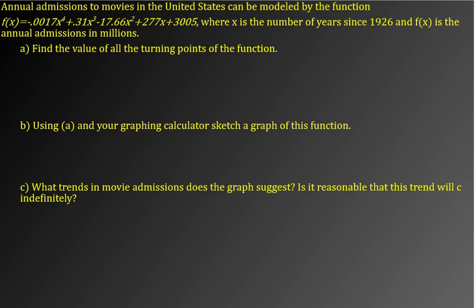All right. So this last thing, I just want to introduce how we might go about doing some application-type problems with these. This one says, annual admissions to movies in the United States can be modeled by this function. Back in the day when we used to go to movies. X is the number of years since 1926, and f of x is the annual admissions in millions. I found this somewhere, and I have no idea how accurate it really is, but supposedly it is.